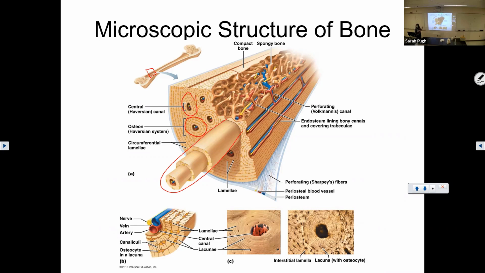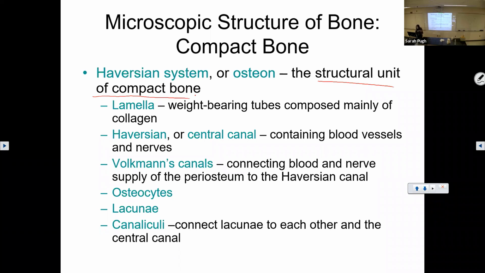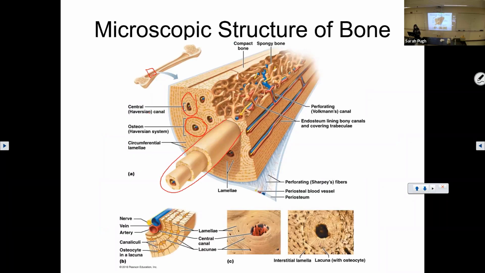The individual rings are called lamella. These are the weight-bearing tubes. They have a lot of collagen in them. Remember, collagen is really, really tough. So for example, you can see a ring here and another one here, and this is another lamella. And you can see all the rings within that osteon. So those are lamella.